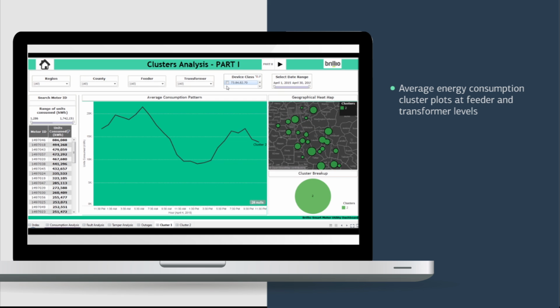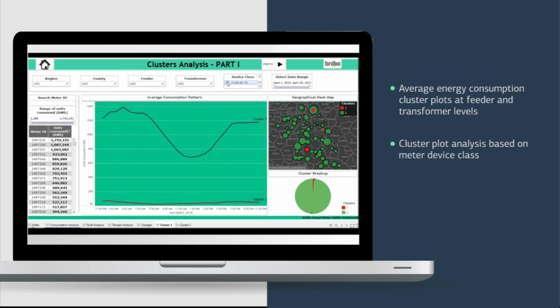The Cluster Analysis Dashboard identifies energy consumption clusters and provides insights into cluster patterns, energy consumption patterns, and plots and regional heat maps based on consumption levels. The cluster patterns could be leveraged by an electricity utility to understand customer behavior at granular levels and market demand side management programs to target customers.